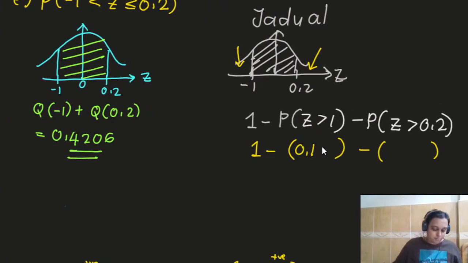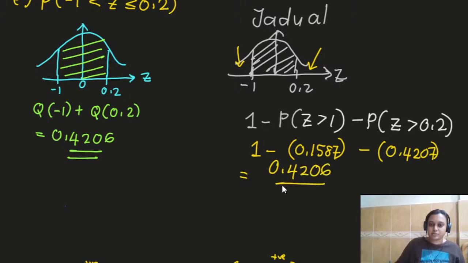So 0.1587. The other one 0.4207, right? Okay, so tolaklah. We minus, we get 0.4207. Same answer, 0.4206. Okay, so far clear now. So this is how it works if the value of Z is given.